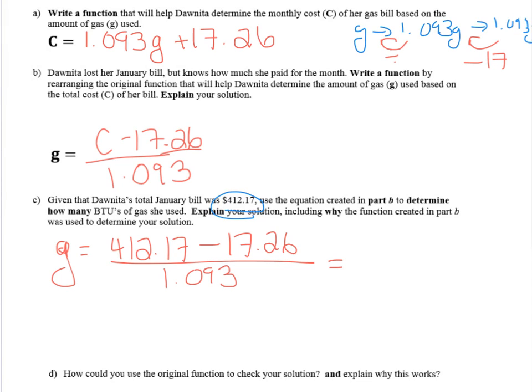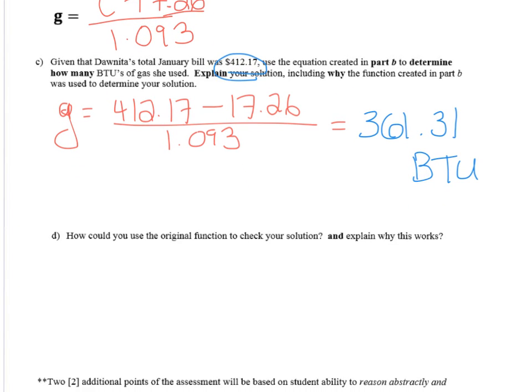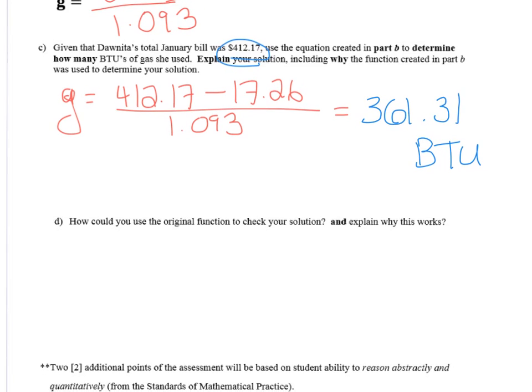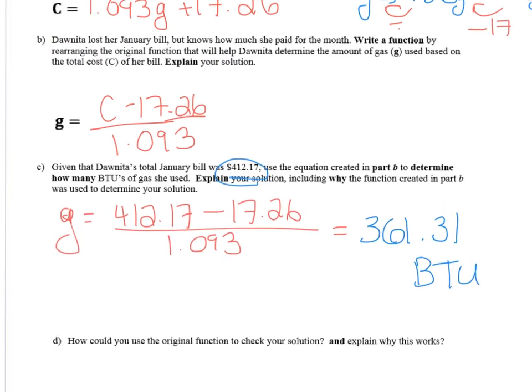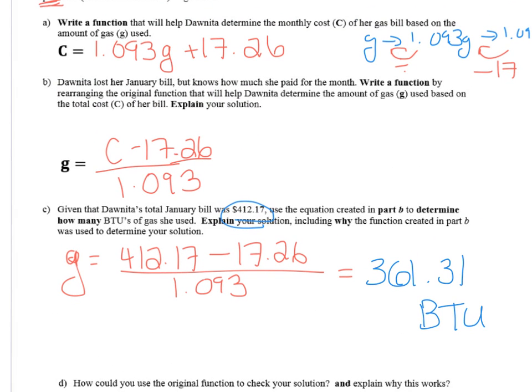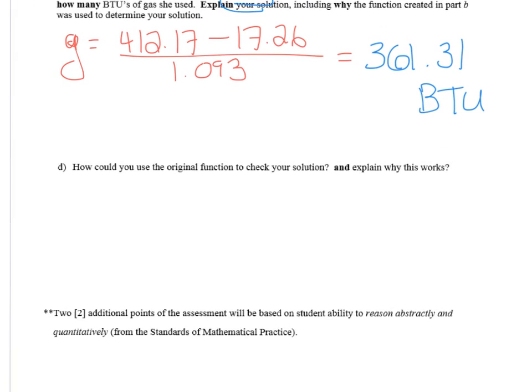And to fill in the remaining answer, the gas is 361.31 BTUs. You have to label your answer. How could you use the original function to check your solution? There's two ways I could do that. I could plug 3.61 in for the gas variable in this equation and see if I get the same cost.